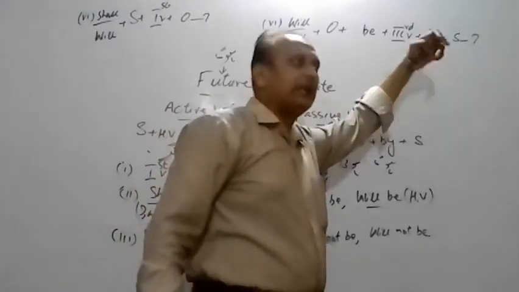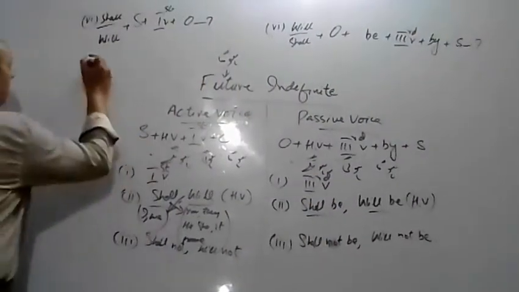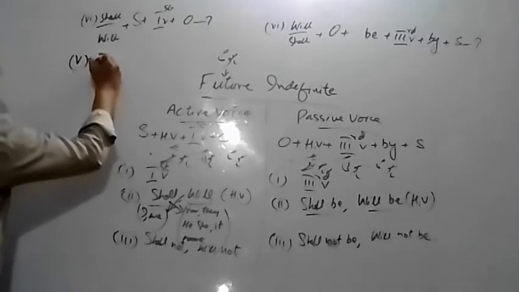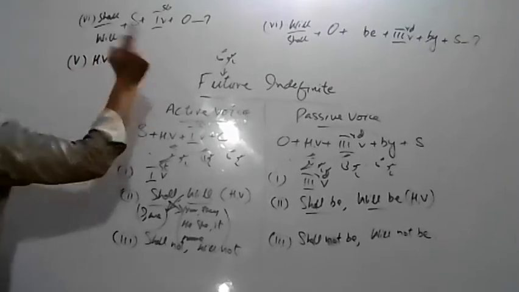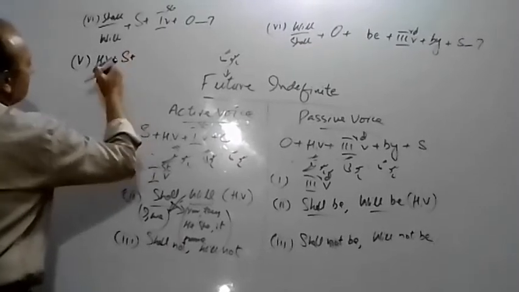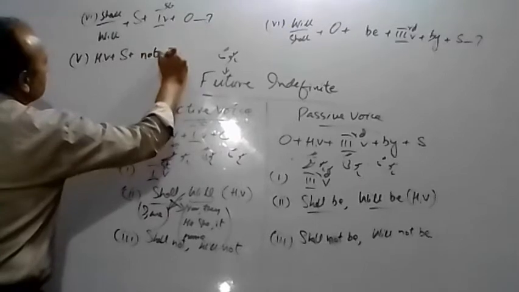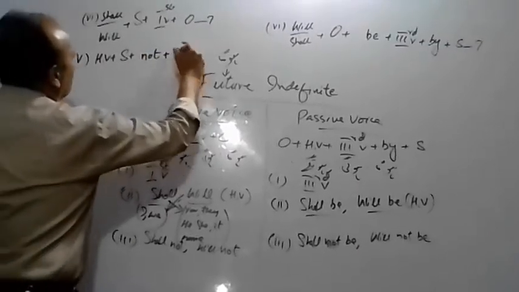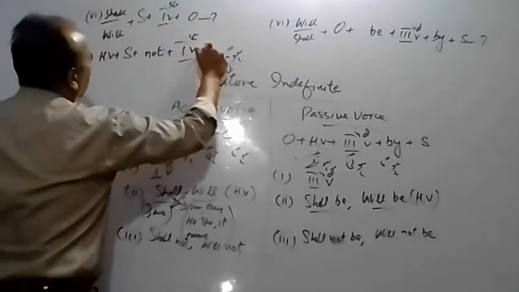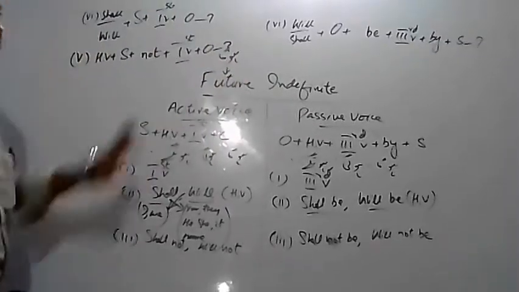And if a sentence includes it, then it will end up at the subject. Okay? And in the end, to make the sentence negative interrogative, what we do is place the helping verb at the start, then we apply the subject, and after that we apply not, then we apply the first form of verb, and in the end we apply an object and then a question mark.